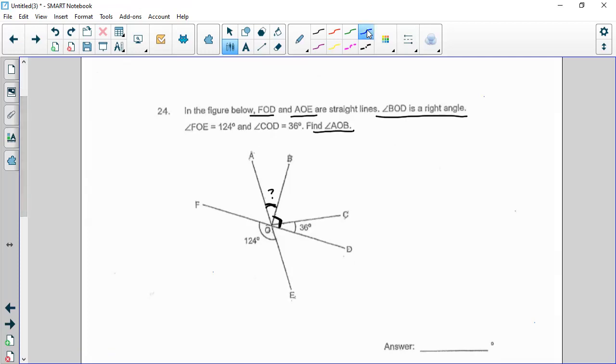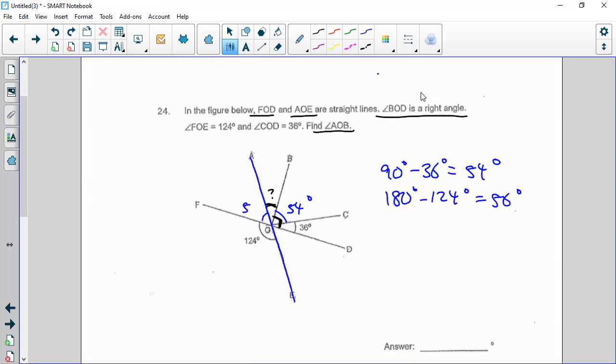Look for easy angles. Okay, what are the easy angles? Can you find this angle here, which is 90, the right angle, minus 36, and you will get 54 degrees. Okay, what else can you find? I can find this angle here. Can you see that? Because there's a straight line. Every time there's a straight line, the angles on a straight line add up to 180, so 180 minus 124, and you get 56. Whatever numbers you found, you put inside. Okay, all right, what else can I find now? Do you see another straight line? There is another straight line.